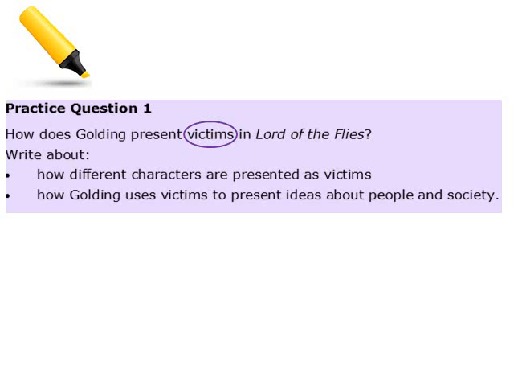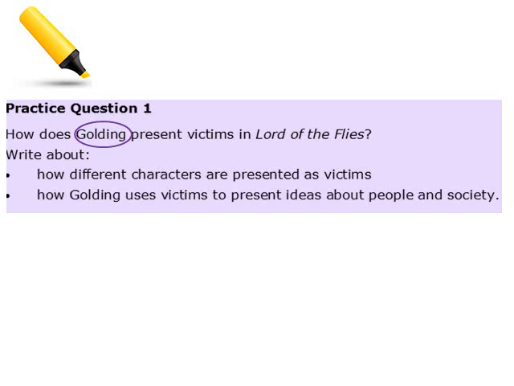Firstly, we can identify the focus of the question. We're being asked to look at a theme here, but to do it we will have to look at characterisation. Our answer needs to focus on victims. The question uses the word how and the word present. This tells us that we need to focus our answer on the techniques and methods that Golding uses.